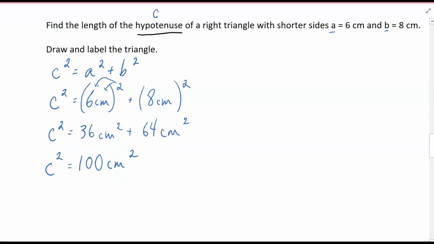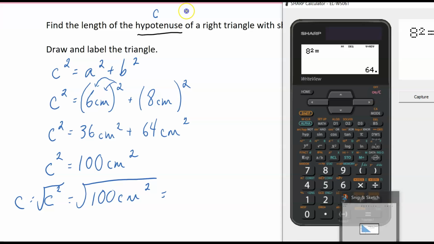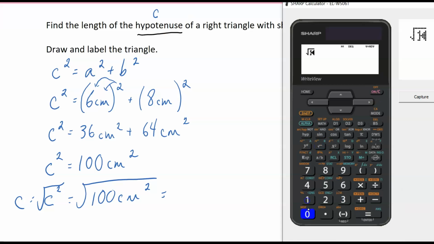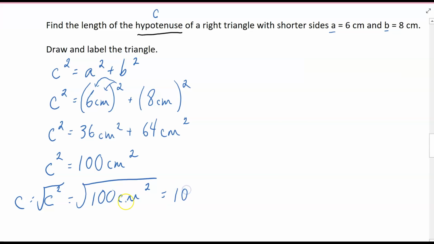And I need to square root now. To find c, we have to square root c squared. So we have to square root 100 centimeters squared. Square root 100, and that is 10. And the square root of centimeters squared is centimeters. I just kept the units in. Now the unit is always going to be the same as the original unit we started out with. I just wanted to show you how it keeps up with the algebra as well.